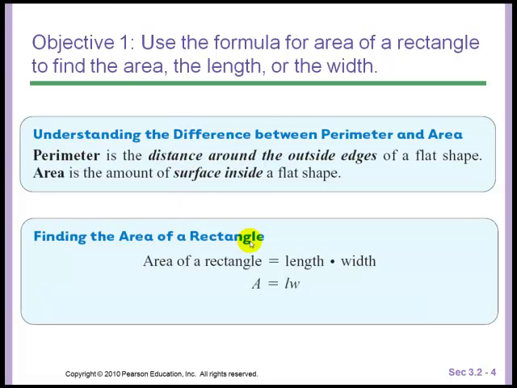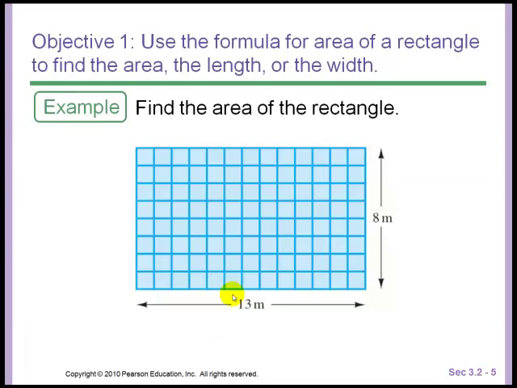To find the area of a rectangle, you take the length of the rectangle and multiply it with the width of the rectangle. Area is length times width. When you're doing area, you need to use square units. We'll see why in a minute. Find the area of the rectangle.